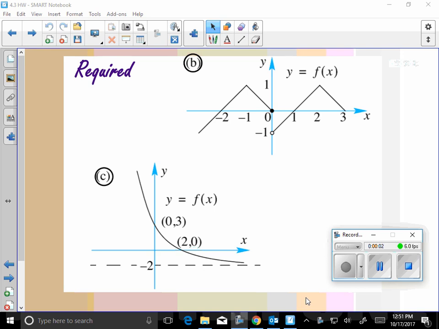All right, graphing reciprocal functions. It asks for the reciprocal of both of these, right? Not the absolute value. Anywhere you see a 0, we're going to have an asymptote, right? 1 over 0 is undefined.